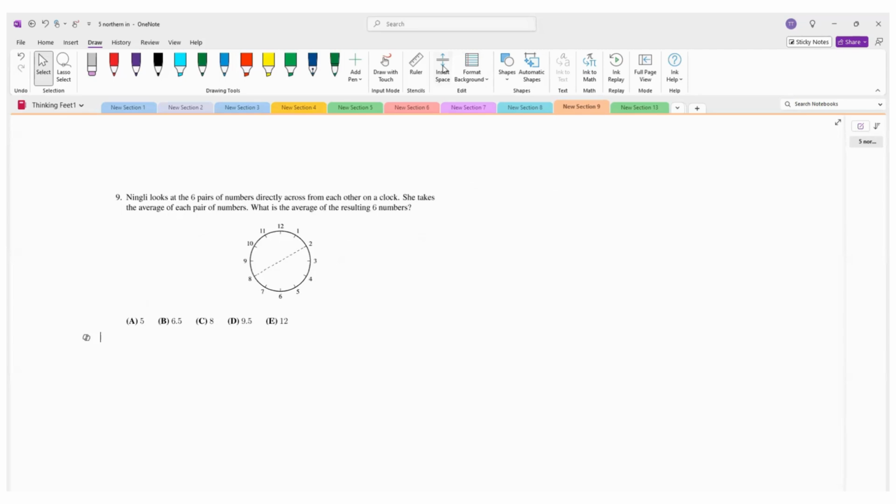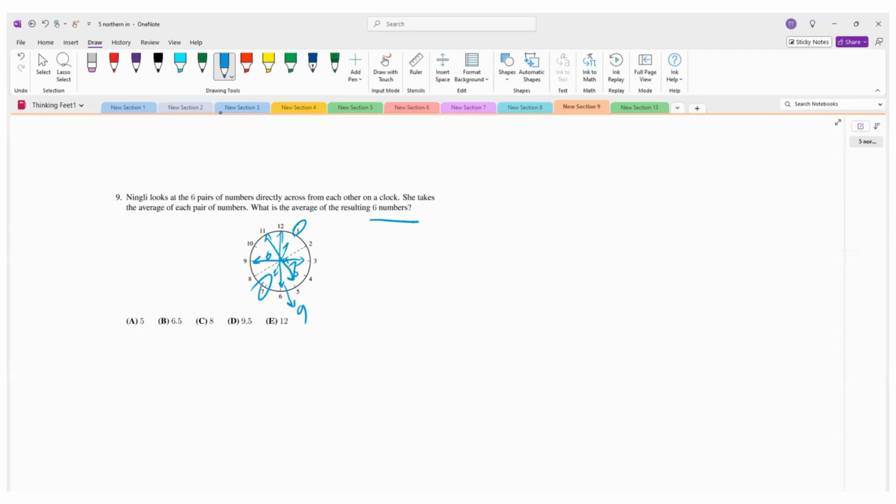Okay, let's see what we can figure out about question 9. So we have a clock, and it says that this person looks at 6 pairs of numbers directly across from each other, for example, 1 and 7. Then she takes the average of each of those pairs, right? So this average becomes 4, this average becomes 6, and then let's say this average becomes 8, and then this average becomes 9, right? And then she takes the average of the resulting 6 numbers.